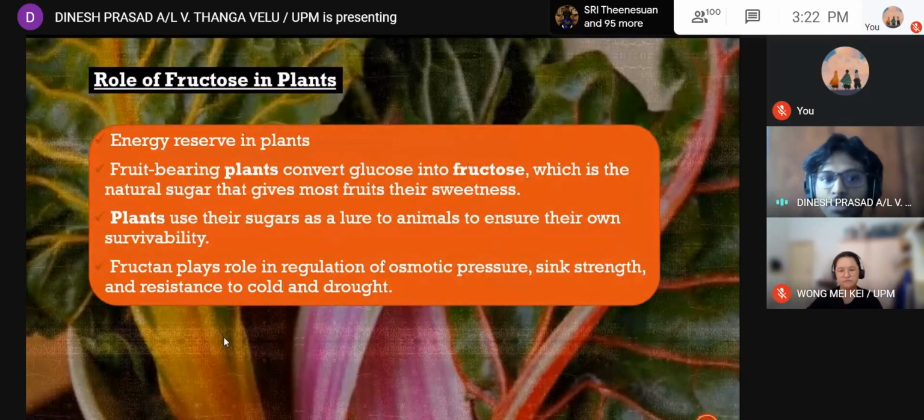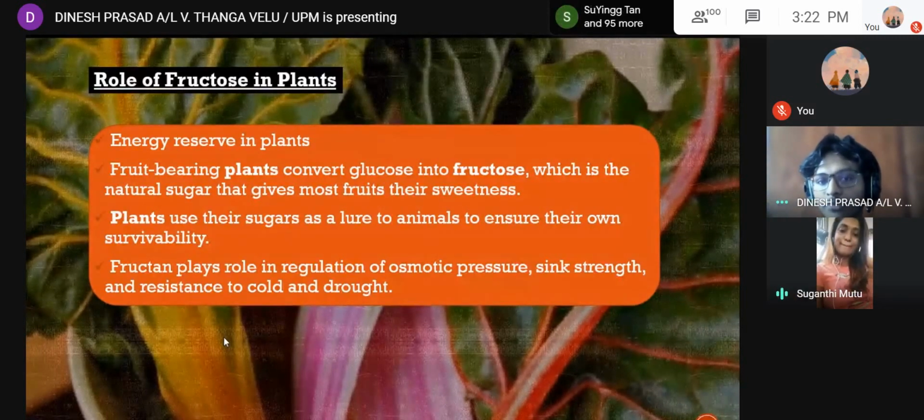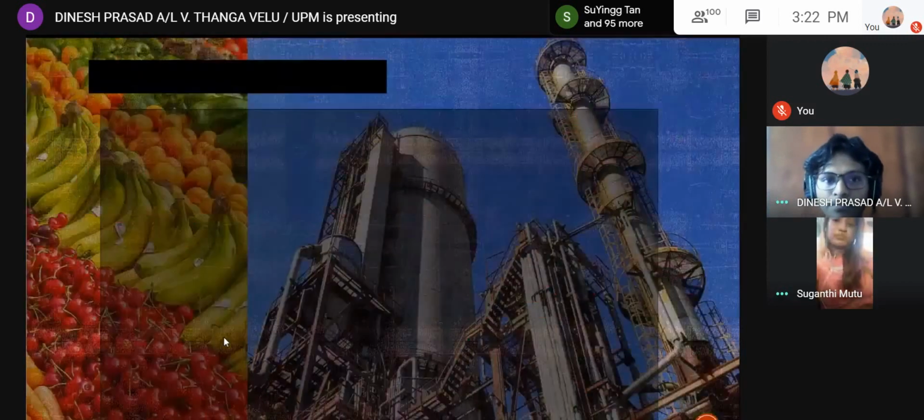And the last one is fructan. Fructan plays a role in regulation of osmotic pressure, sink strength, and resistance to cold and drought. Sink strength means the condition of the bulb, which I previously mentioned, where the sink strength is high, meaning the bulb of onions or other kinds of vegetables or fruits is providing fructose to the plants to survive.